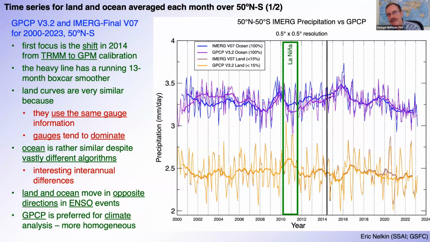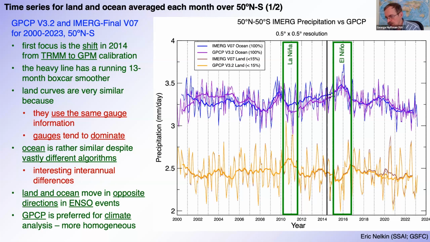One interesting thing to point out here, since I'm showing this, is that if you look at the last big La Nina back across 2011, the land and ocean move in opposite directions. The ocean moves down, the land moves up. And in contrast, the El Nino, which is the flip side of the La Nina, one of the big ones recently bridging across 2016, the land goes down, the ocean goes up.